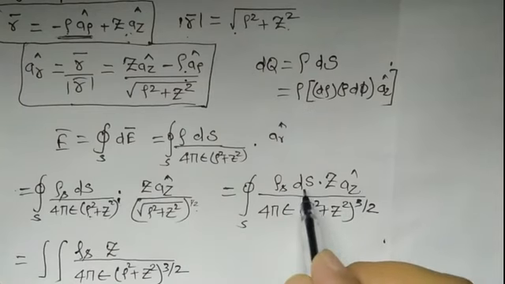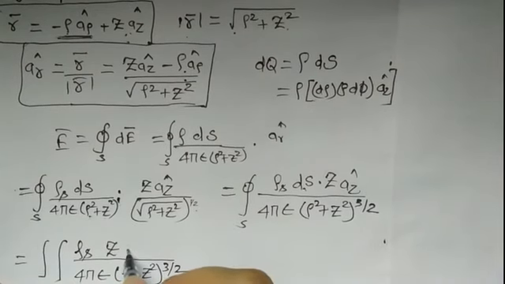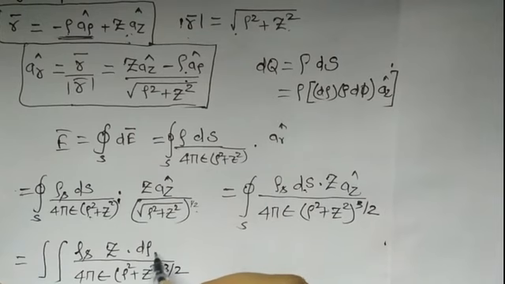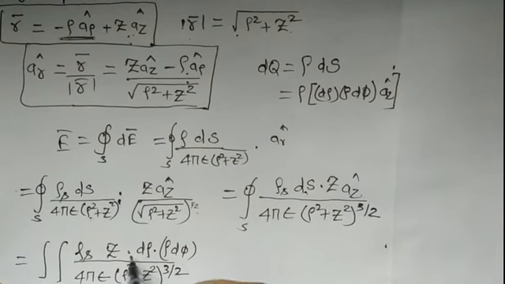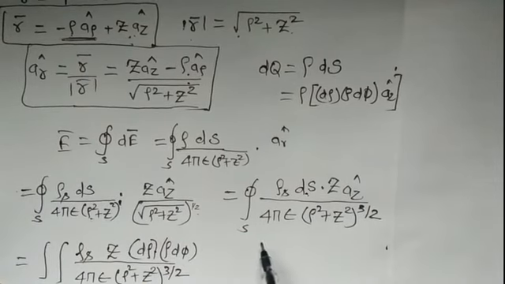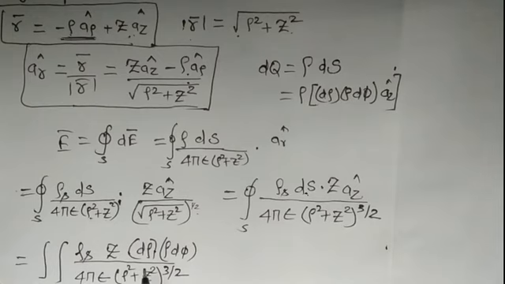Now this dS can be written as dρ times ρ dφ, that is ρ dρ dφ. So we have two differential variables, ρ and φ. ρ is the radius from the origin for the sheet, and dφ is the angle made with respect to the x-axis. So that's why we have these two.